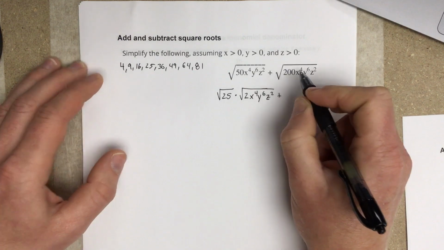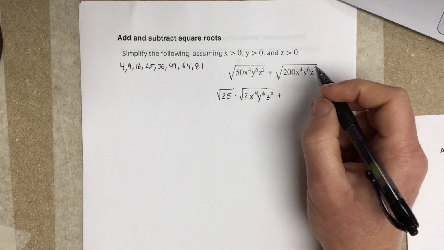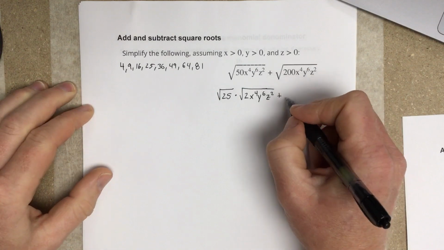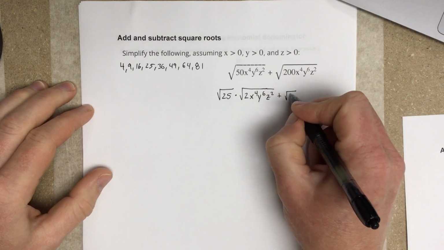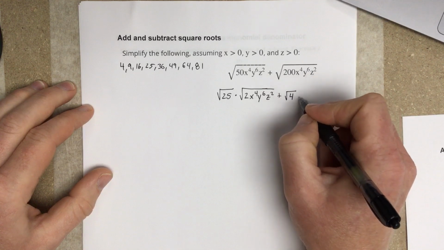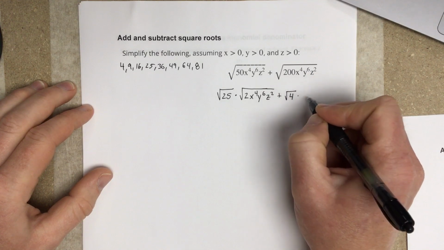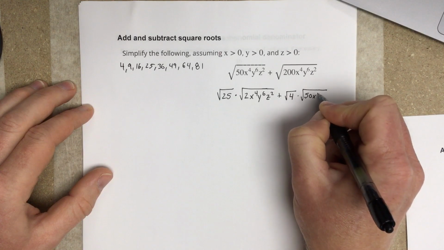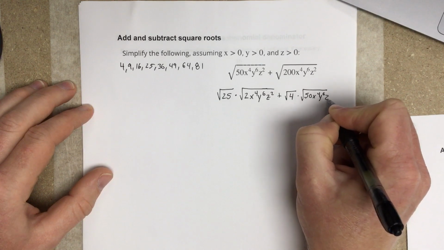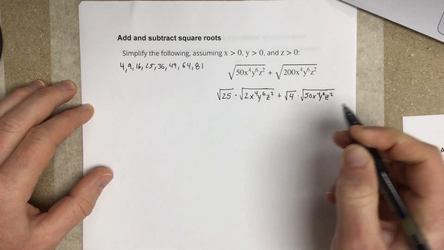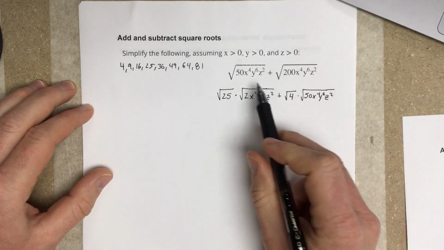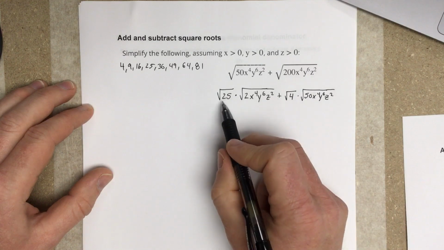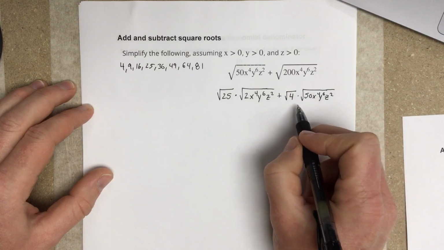plus, let's go with this root 200 piece. We're going to try and divide by 4. That does work, so we're going to have root 4 times root 50, x to the fourth, y to the sixth, z to the second. Now you should be able to see that we could have actually just combined those two together had I gone a different route, but we're down this rabbit hole already, so we're just going to keep going.